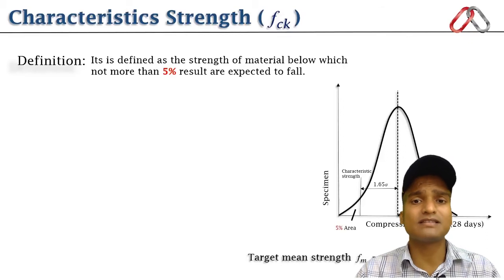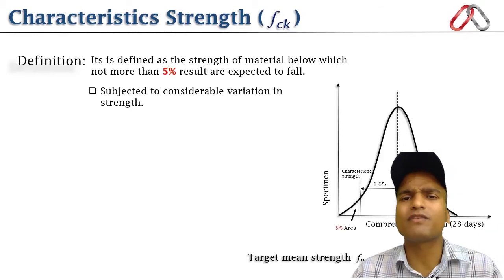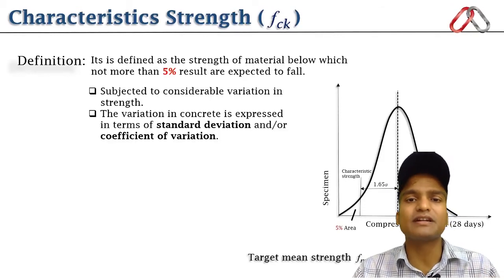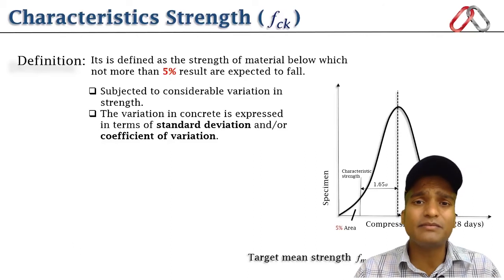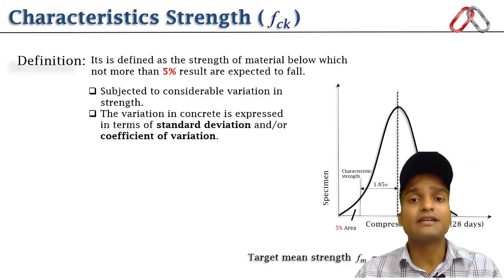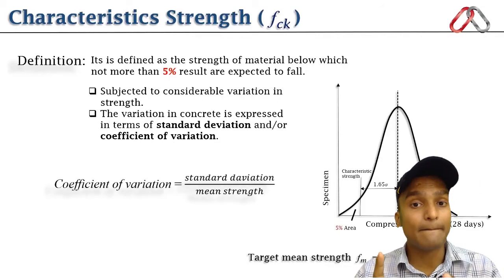The definition says that we choose only that value of strength below which not more than 5% of data is going to fall, and the variation is expressed in terms of either standard deviation or the coefficient of variation, and the coefficient of variation is equal to the standard deviation divided by the mean strength.